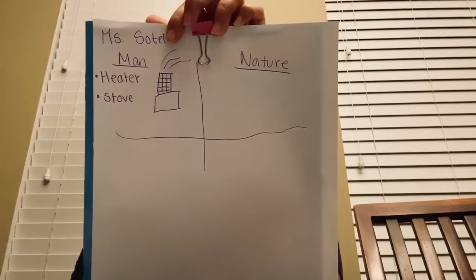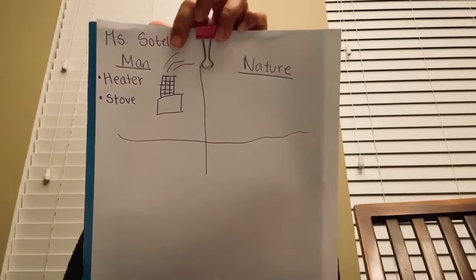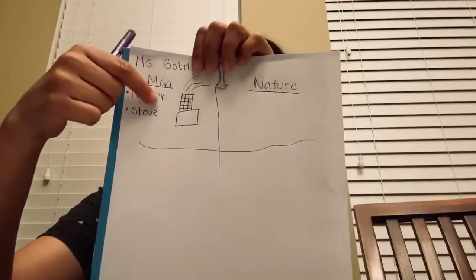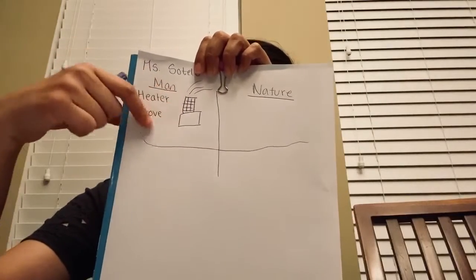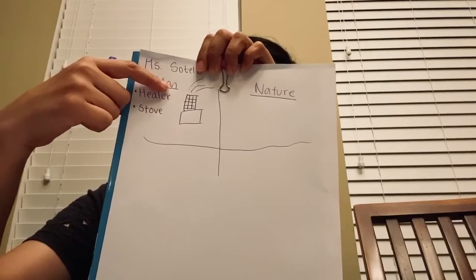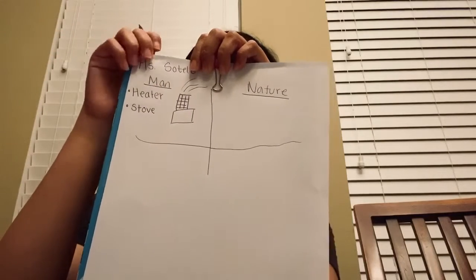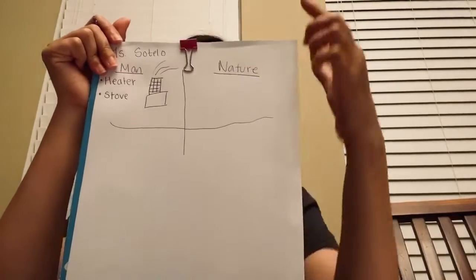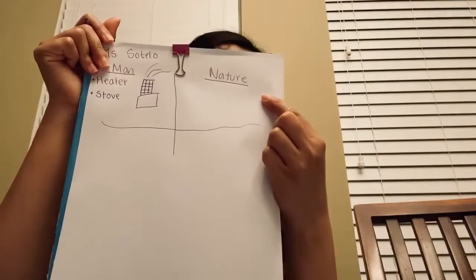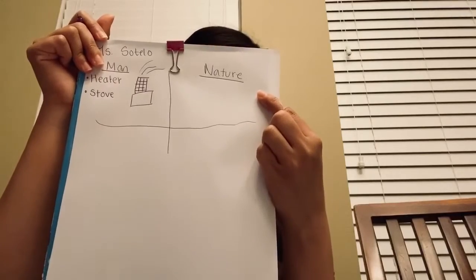We are all our own artist. So if you can think of any more things that we created that create heat, go ahead and draw them or write them in this box. All right, so now we're gonna move on to the next box. And the next box is heat that comes from nature.